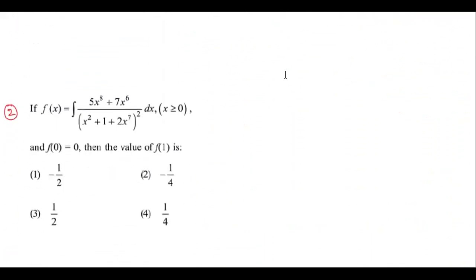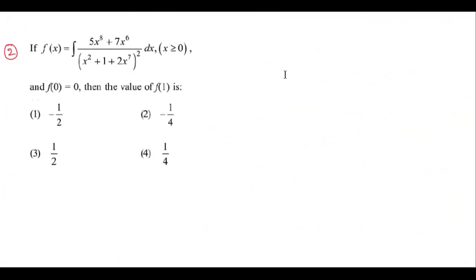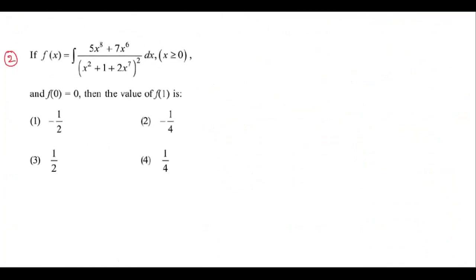I'm going to the second question. See the second question, what they have given in the 2019 Mains question. Integration of (5x power 8 plus 7x power 6) divided by (x square plus 1 plus 2x power 7) whole square, and f of 0 is equal to 0. Then find the value of f of 1. So this is also an easy question.